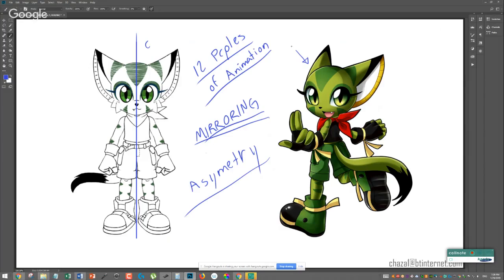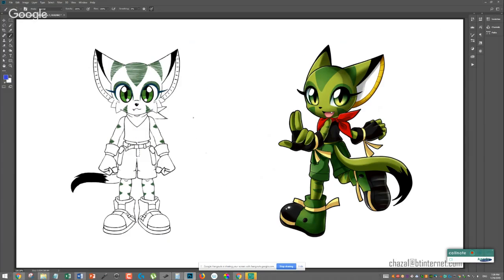This one is an example of a character in a good position. This is an asymmetric position. This is good for character design, but this is better to present a character. He has a little bit more personality. So in any case, the drawing, the sketching is good.